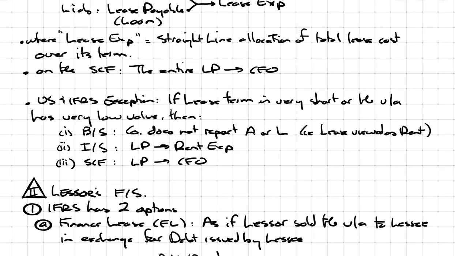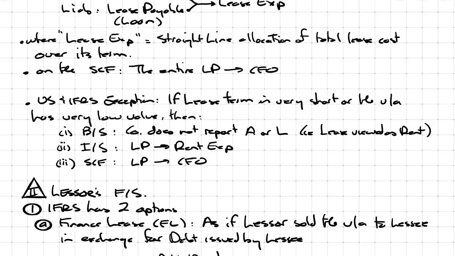Now, there is always an exception to the rule, and on this, US and IFRS are the same. The exception is as follows. If the lease term is very short, or the underlying asset has very low value, I guess the logic is it's really not worth it for any of these parties to do up a whole financial statement like we saw previously. Instead, on the balance sheet, the company does not report the asset or the liability. In effect, then, the lease is viewed as a rental arrangement.